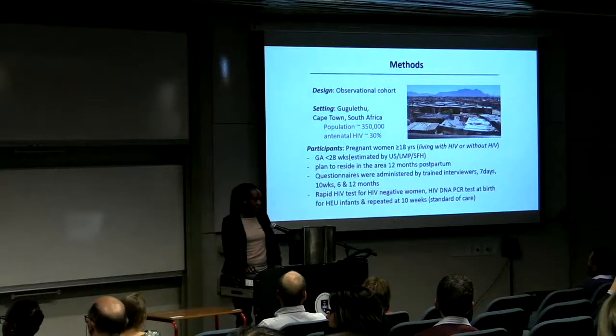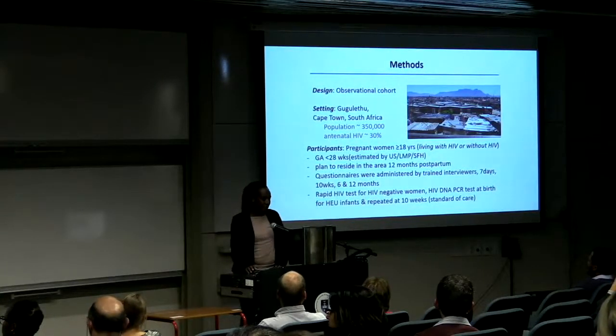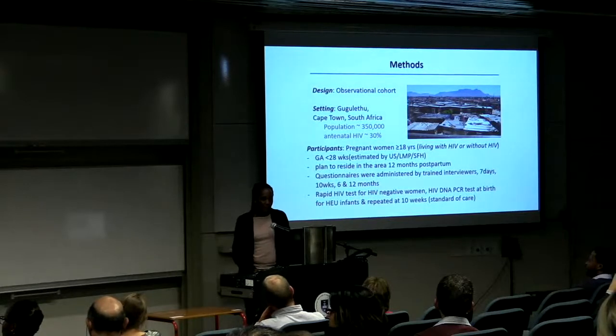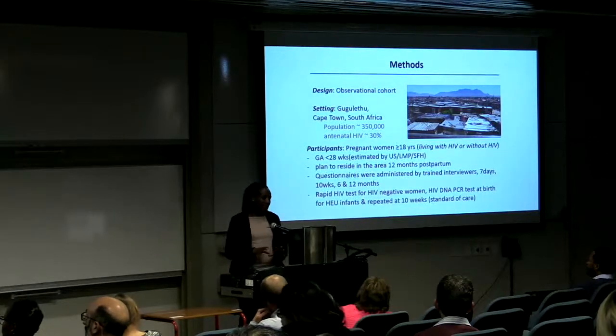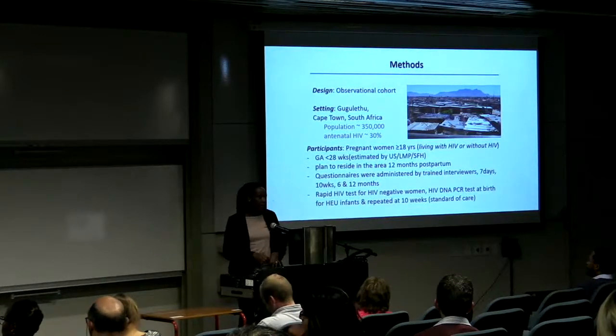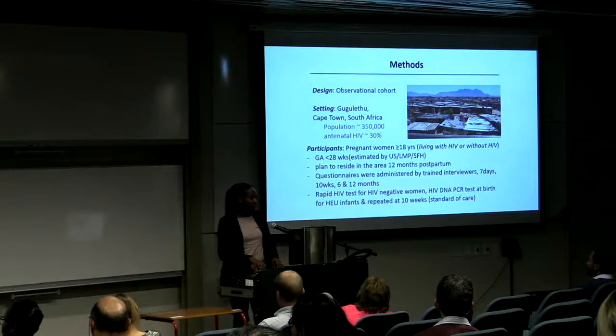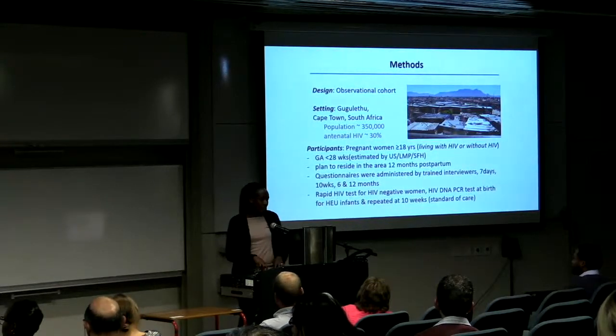So for our method, we used the observational cohort B positive, which was done in Guguletu, a primary health care center which serves about 350,000 people, and the antenatal HIV prevalence was 30% in 2016.